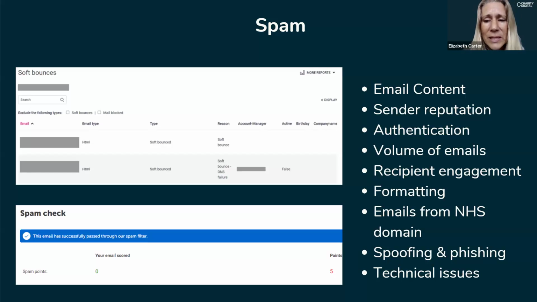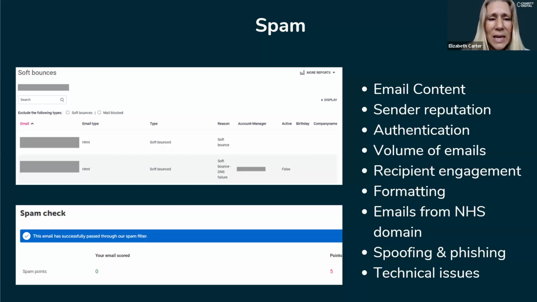And the last one down at the bottom is technical issues. So sometimes it's just out of your control. Technical issues with email servers or misconfigurations, or if you've had a new firewall recently installed, can inadvertently trigger spam filters and cause legitimate emails to be marked as spam as well.